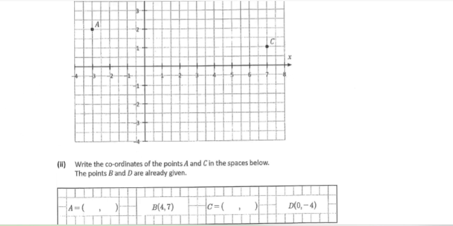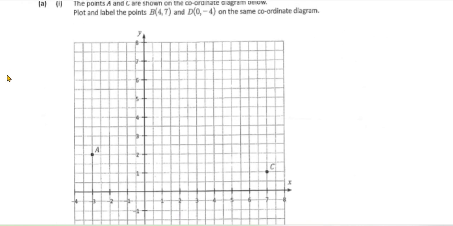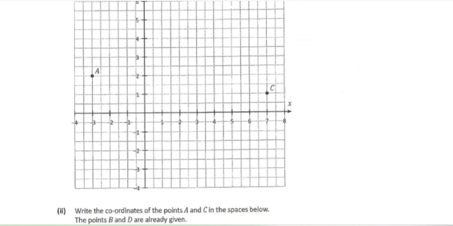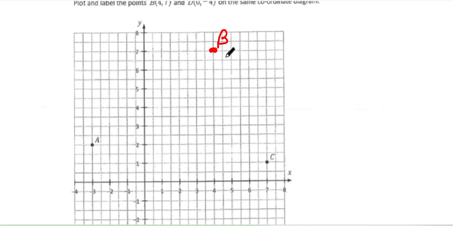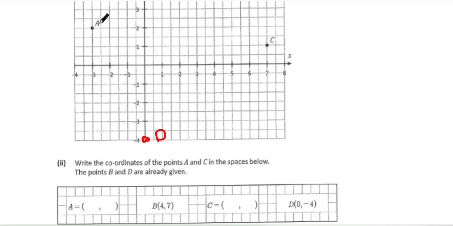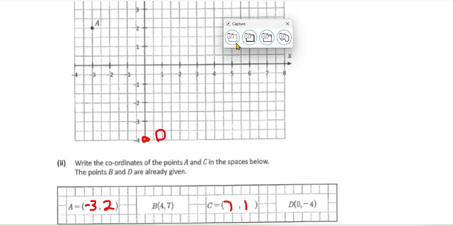So, we have to put in the points B and D, don't we? B is 4, 7, 4 across and 7 up. D is 0, minus 4. Everybody all right with that? B and D? They were worth 5 marks in total. Then we have to write down what A is. What is A, guys? A is located here. What do we think it is? Anybody? Minus 3, 2. And C, 7 and 1. Okay, now I'm going to copy these onto a new page. I'm going to need them all.